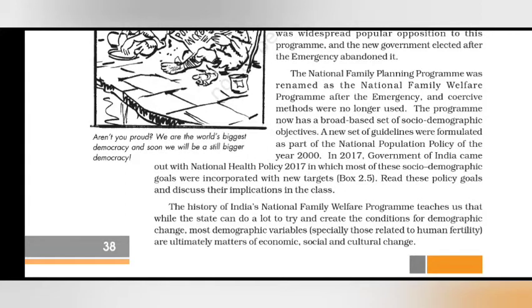The history of India's National Family Welfare Program teaches us that while a state can do a lot to try and create conditions for demographic change, most demographic variables are ultimately matters of economic, social, and cultural change.